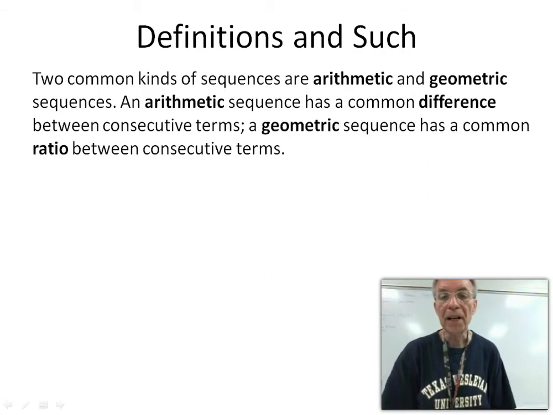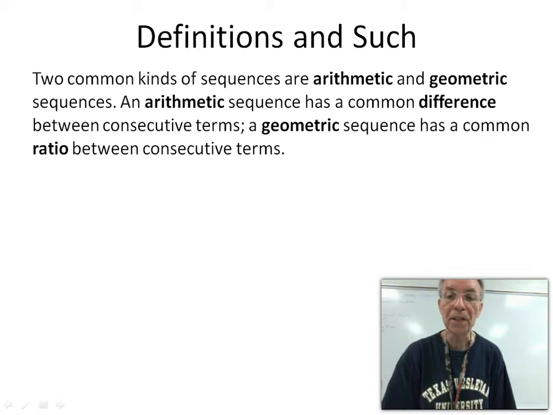Okay, two common kinds of sequences are arithmetic and geometric sequences. An arithmetic sequence has a common difference between consecutive terms. A geometric sequence has a common ratio between consecutive terms. So what this really means is that if it's an arithmetic sequence, it's going to add a particular number to it each time. A geometric sequence, the difference is that it's going to multiply by a number each time.